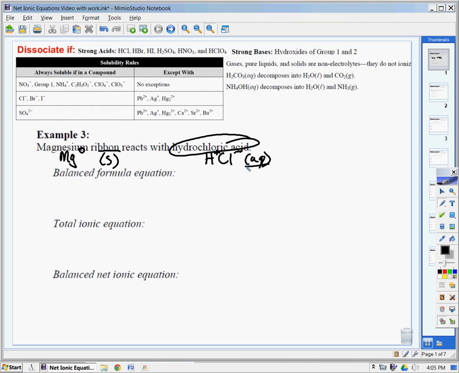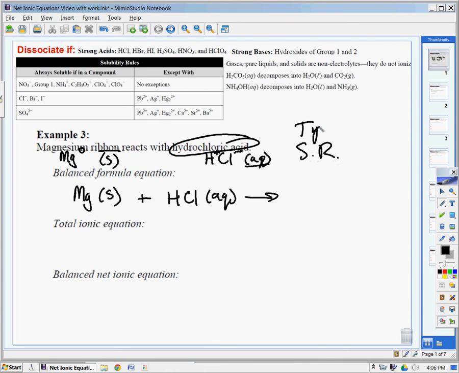Right. To write the balanced formula equation, you'll notice that magnesium here is reacting with hydrochloric acid. And this looks to me like a single replacement reaction. That's the type. So that means the magnesium is going to pair up with the chloride, and the hydrogen is going to be off on its own. But you know that magnesium should be 2+ and chloride should be 1- when it's in a compound, so that's going to make it MgCl2.